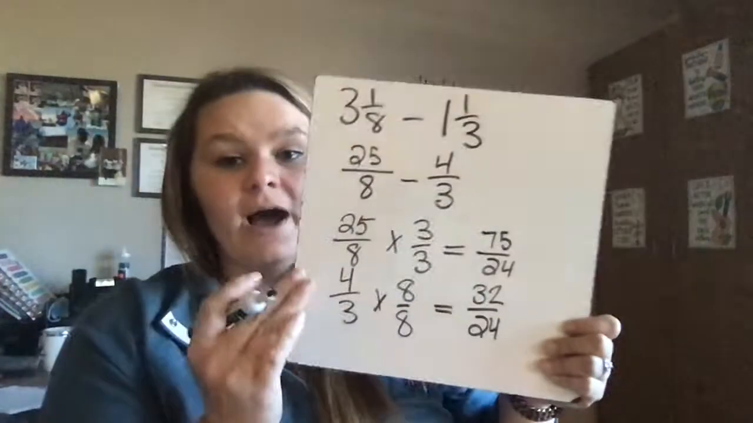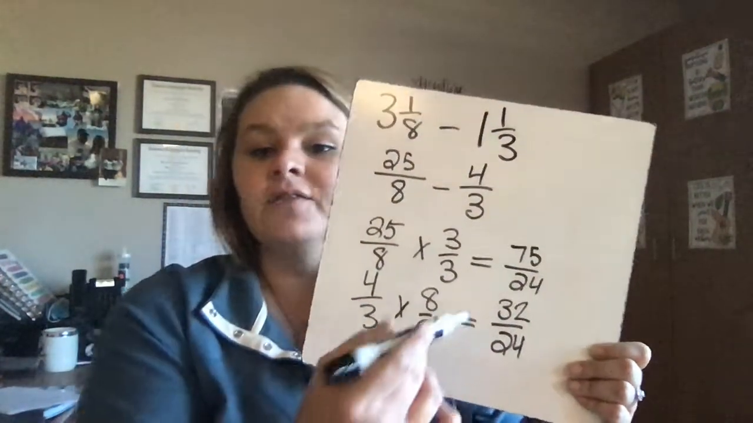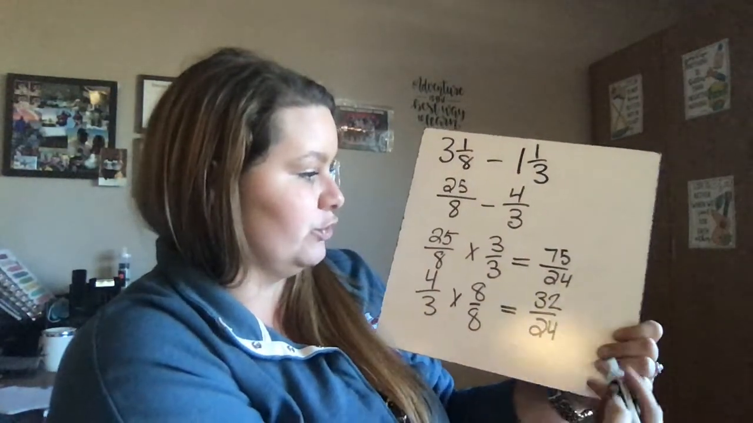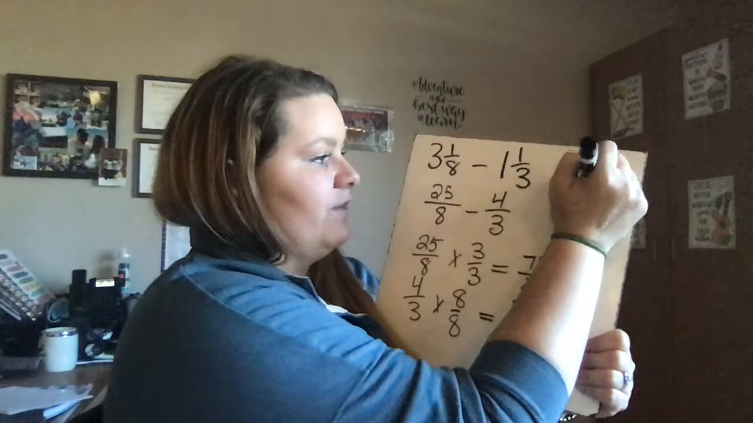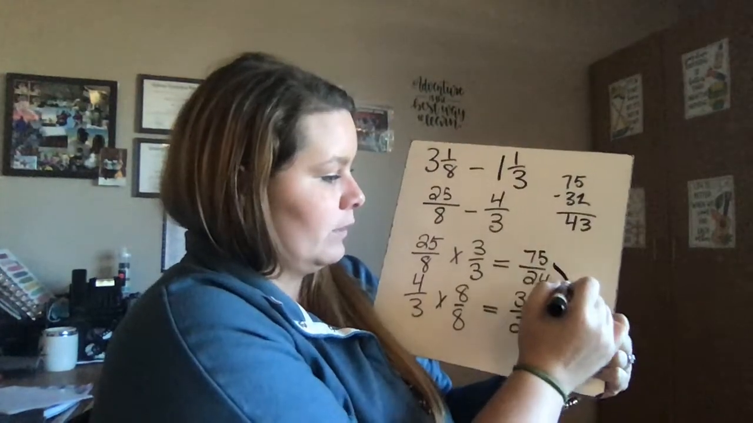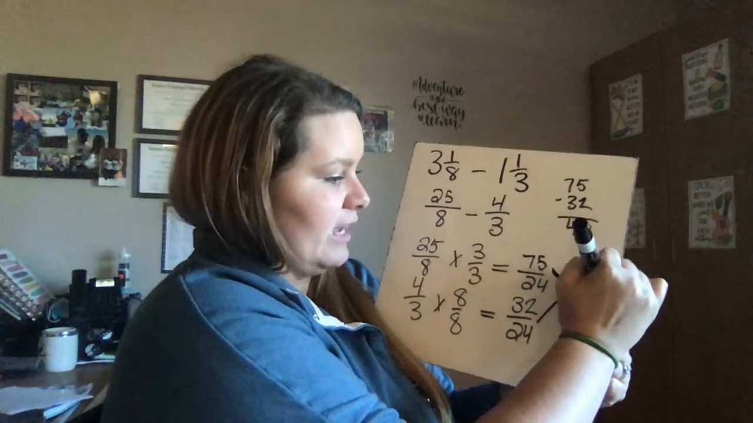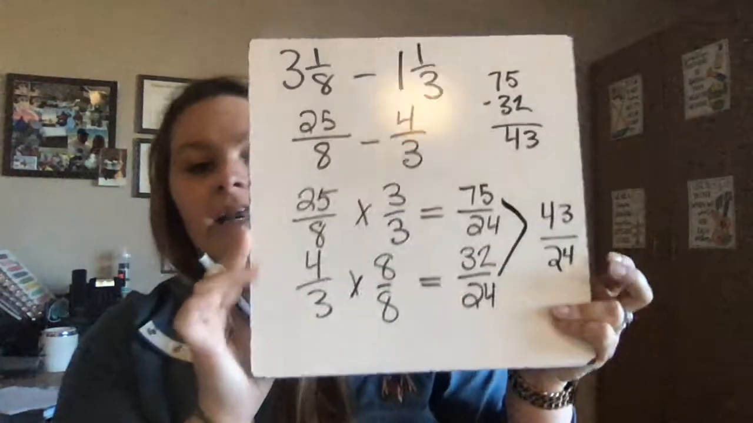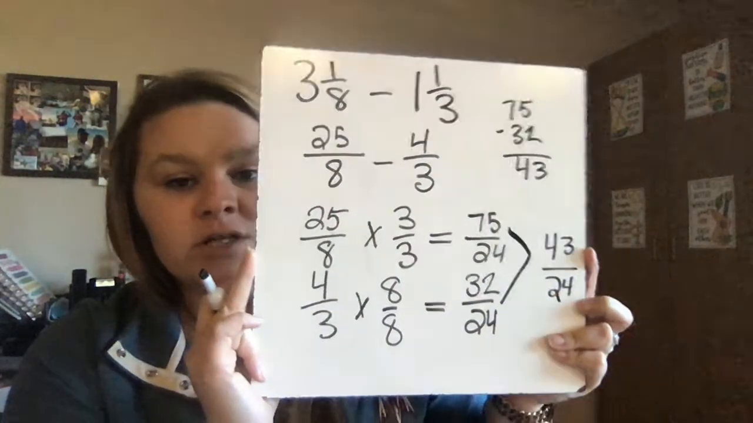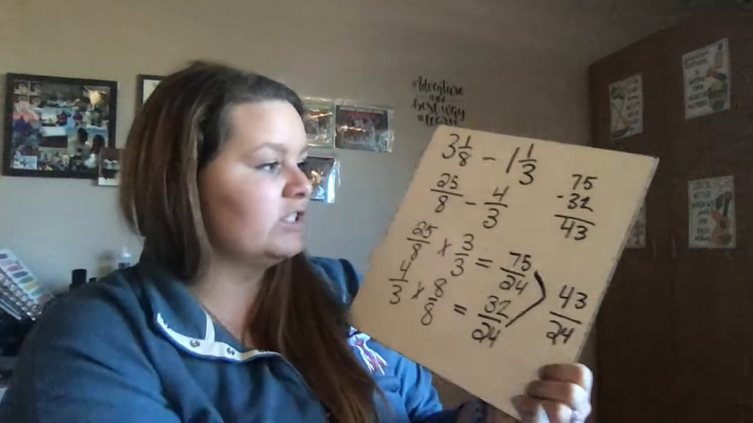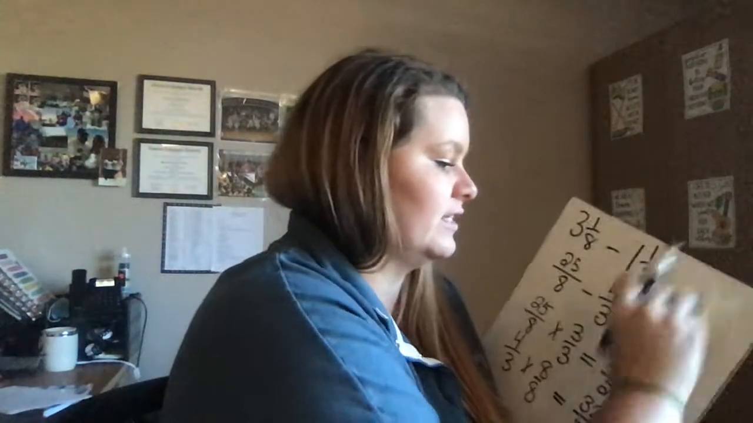Now I can subtract these fractions because the denominators are the same. So we're going to do 75/24 minus 32/24. I'm just going to subtract 75 minus 32 and get 43. So when I subtract these, I get 43 24ths. Now I need to simplify this fraction. I can ask myself, what can I multiply by 24 to get closest to this without going over? Of course, it's only going to go in one time.